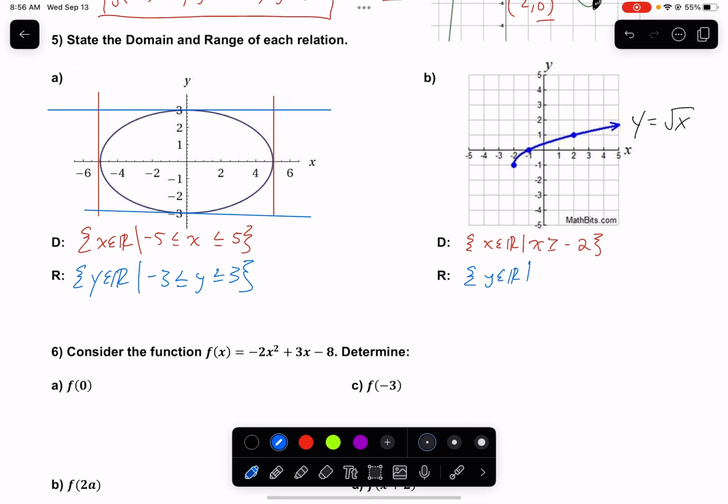What about the range? Gwen? Yeah, it's part of the real numbers. Is there a portion of the graph where it doesn't go? It doesn't go below negative 1. So again, we just write y has to be greater than or equal to negative 1. That was a good bracket.